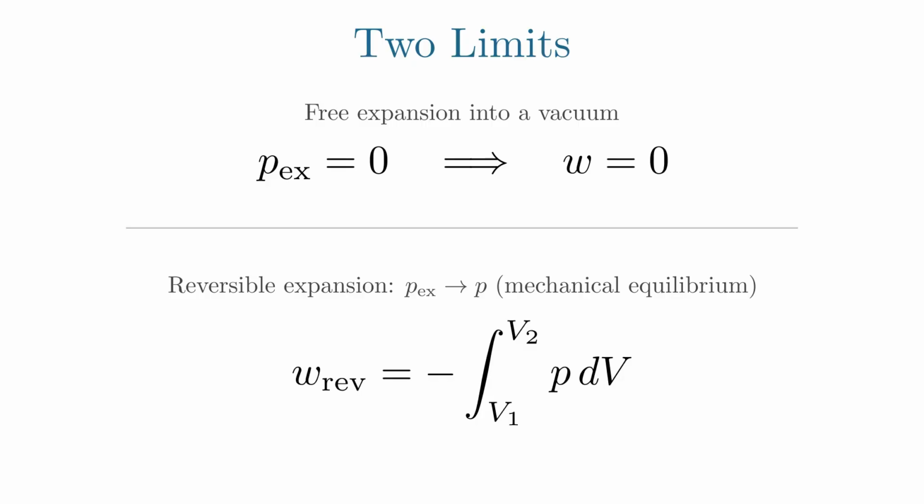In a reversible expansion, the gas pressure exceeds the external pressure by only an infinitesimal amount, so in the reversible limit, the external pressure goes to P, so we have W reversible equals minus the integral from V1 to V2 of P dV. The condition P equals Px is called mechanical equilibrium. Reversible expansion proceeds through states infinitesimally close to this condition.